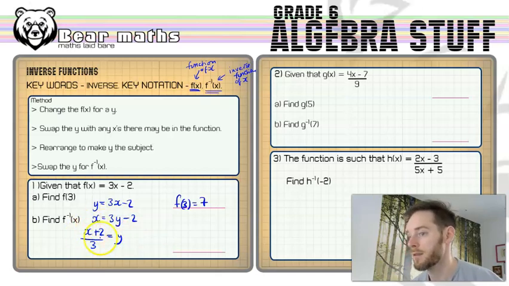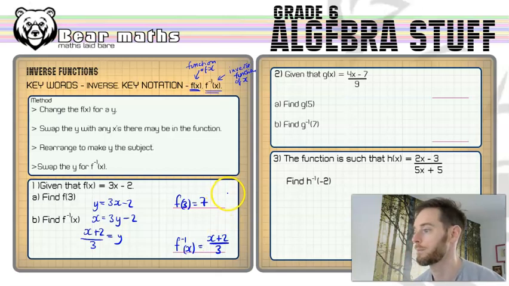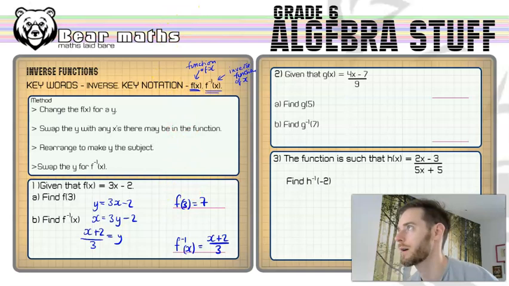So there we go. We've got it. It's done. That is the inverse function. We've just got to then swap the y for f to the minus 1 of x. And there's our notation being used correctly. f to the minus 1 of x is equal to x plus 2 over 3. All done. Lovely. Yes, it looks complicated, but follow those steps and you will always get it right, as long as you understand what you're allowed to do in the world of algebra.